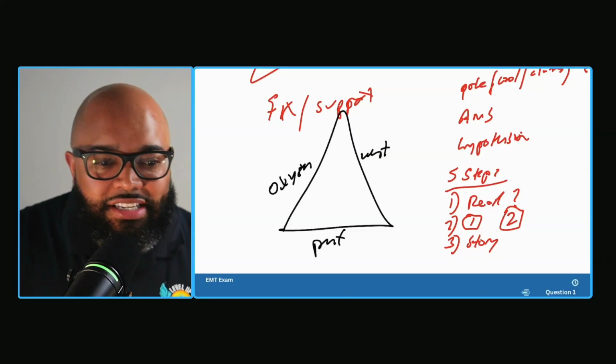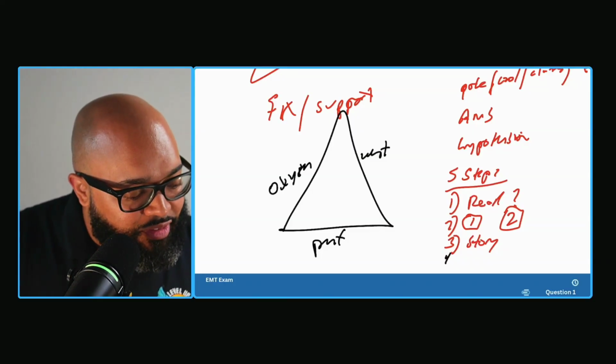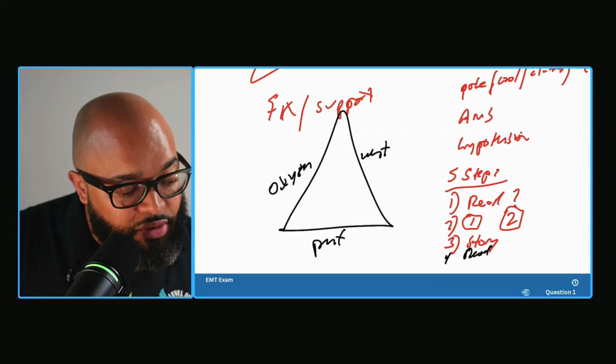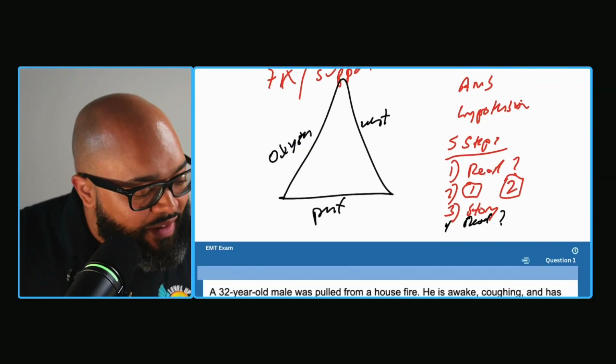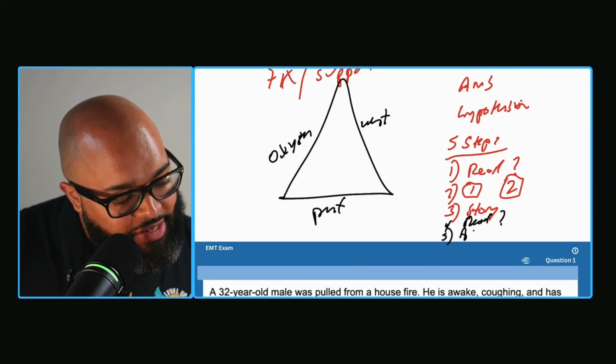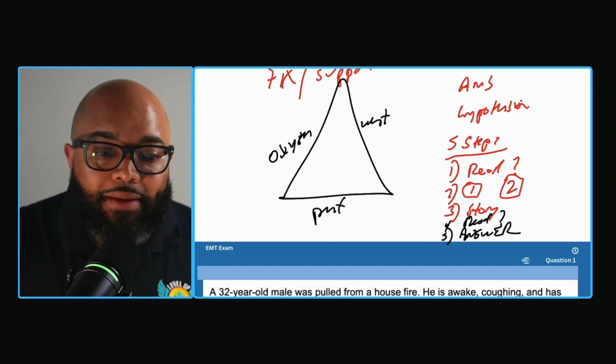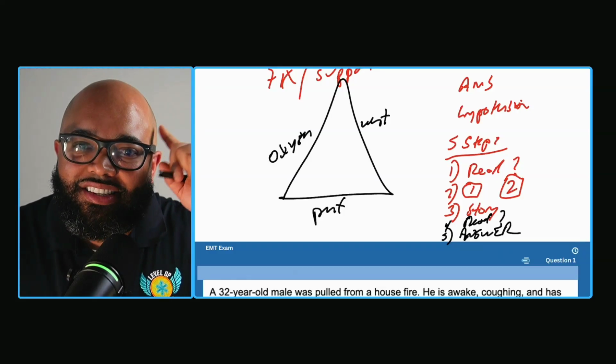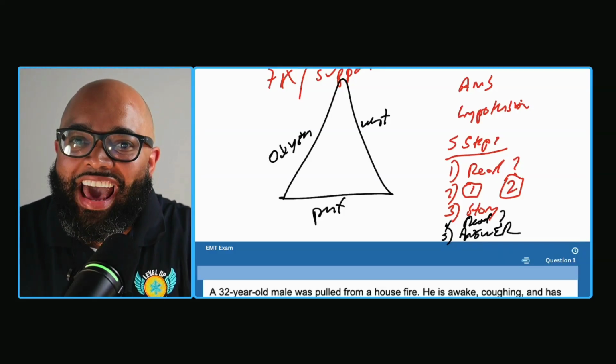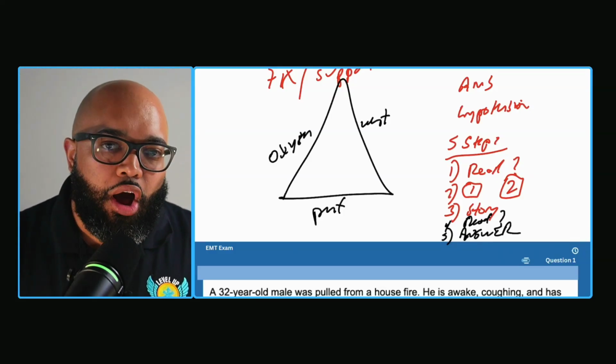Step number 4 is sometimes we get so lost in the story, we forgot what the question was. So we're going to just read the question again. Okay. And then finally, we're going to let our brain come up with the answer. All right. And then whatever our brain said is the answer, we're going to trust that that is the answer. Now, let's put all this into practice.